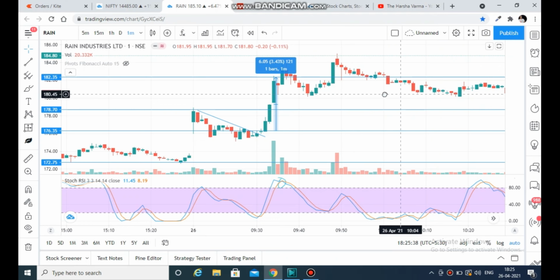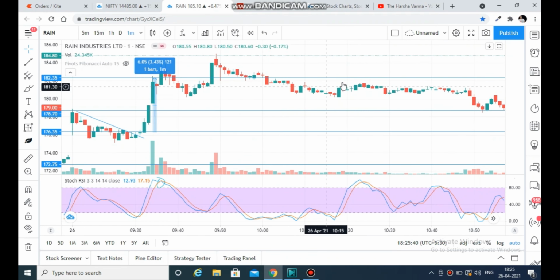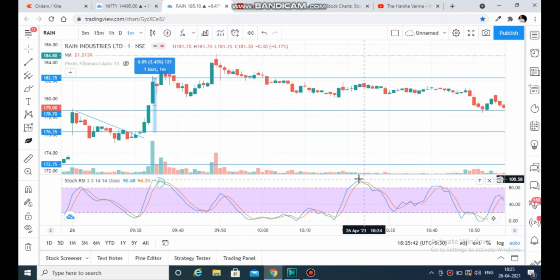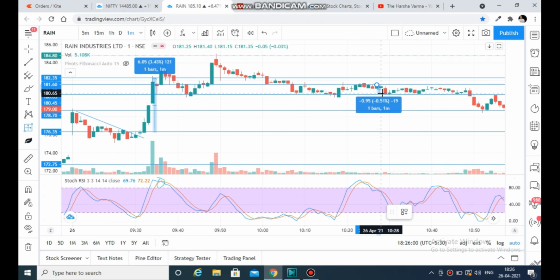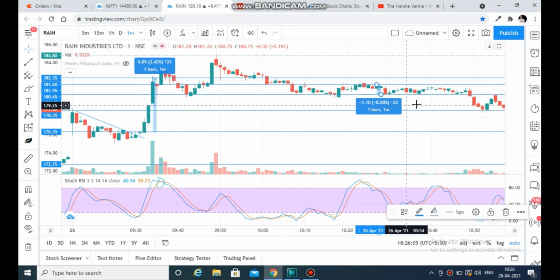Now when we backtest this stock at a different level, you can clearly see that the blue line is cutting the red line from the top. So we could get a short opportunity at this level and the exit is at this level below this candle, which is over here. So when we look at the percentage, we are getting almost 0.6%, which is a very good percent for intraday.